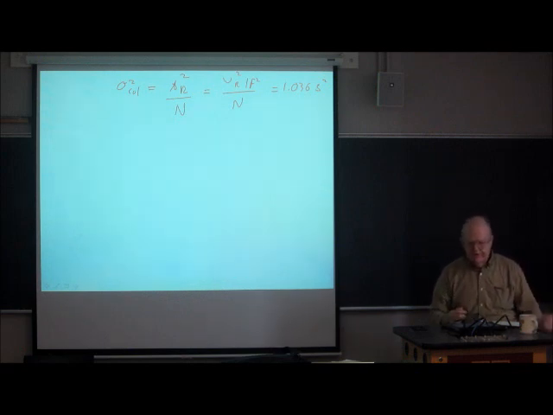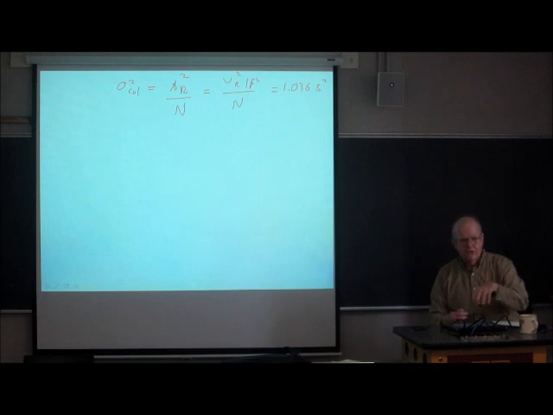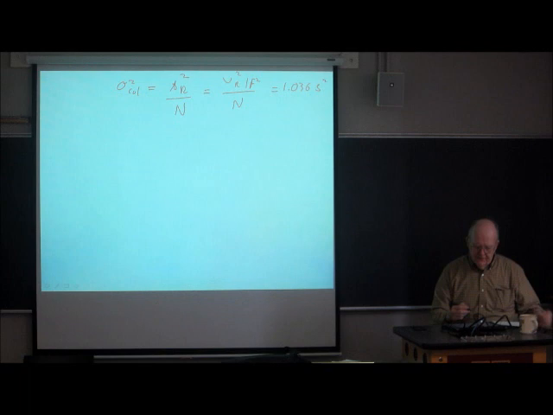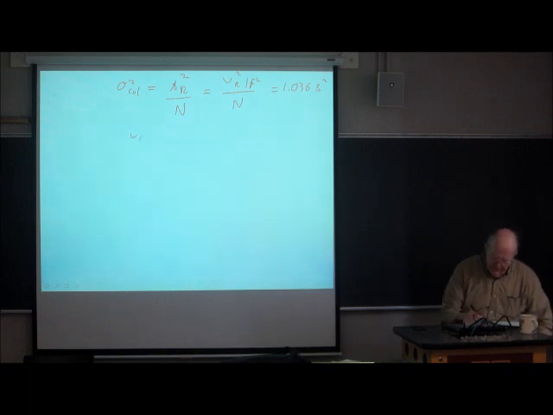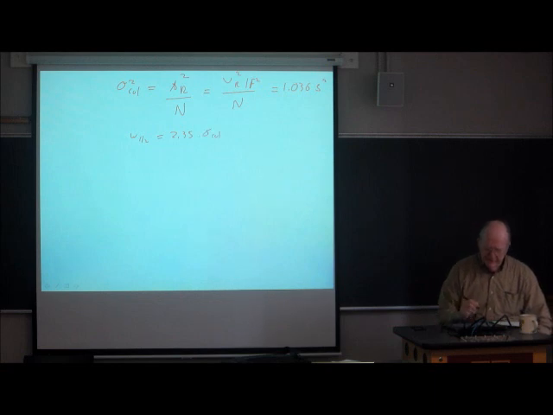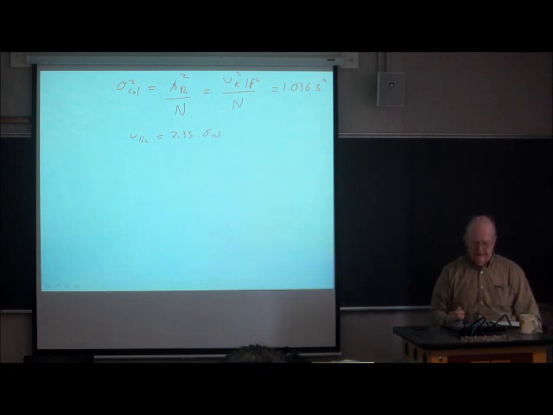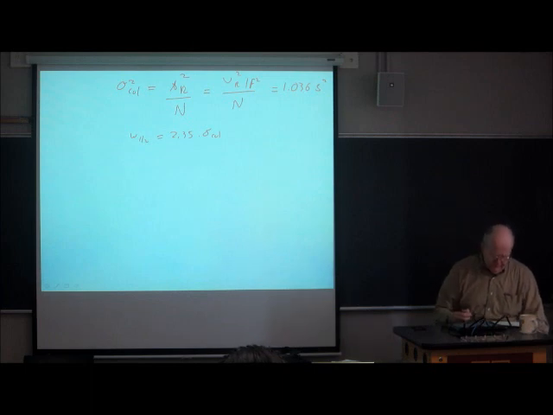If you want, we could calculate the half width due to the column alone, but I didn't ask for that. But that would be done very simply by taking the W1/2 equals 2.35 times the sigma of the column, which means we have to take the square root of that and multiply it by 2.35. And just for yucks, that works out to be 2.39 seconds.